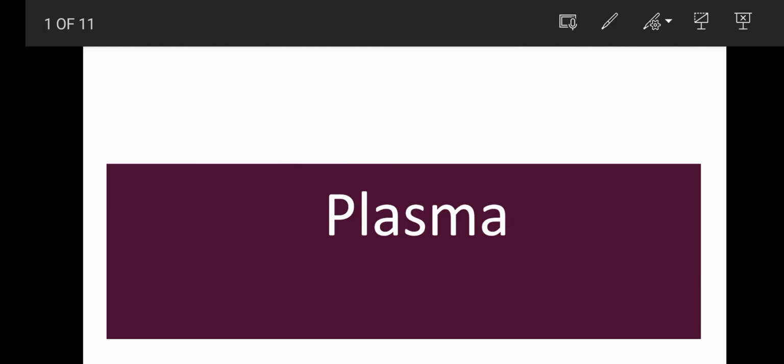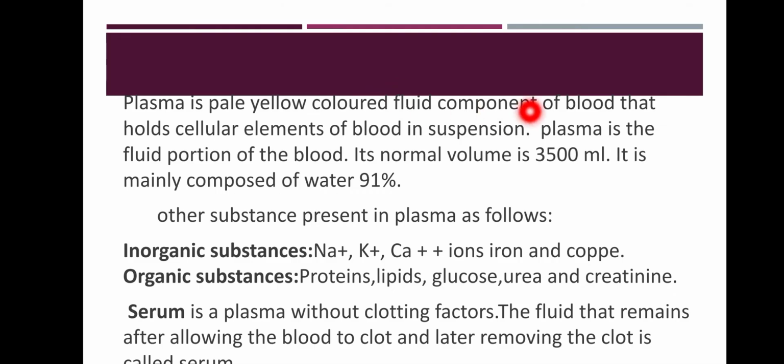Students, so today we will see about the plasma. What is the plasma? Plasma is a pale yellow color fluid component of the blood that holds the cellular elements of blood in separation.